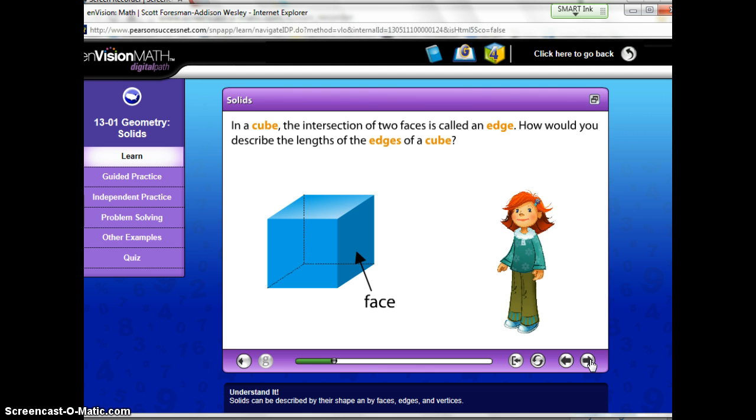Now, in a cube, where two faces meet each other, this is called an edge. To you, it probably looks like a line, but we call those edges. How would you describe the lengths of all the edges in a cube? They're the same. Every single edge is the same. If you measured them, they would be the same.